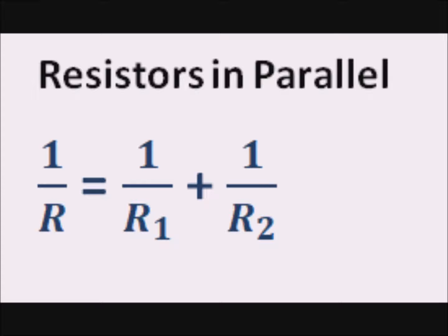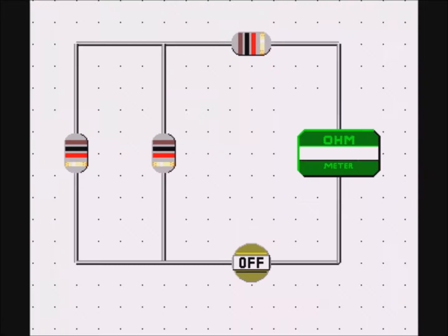In mathematical language, the reciprocal of the total resistance is equal to the sum of the reciprocals of the individual resistors in parallel. You can show that this formula is correct using an ohm meter with various combinations of resistors. You can also test various combinations of resistors in series and in parallel and see if you can predict the total resistance.